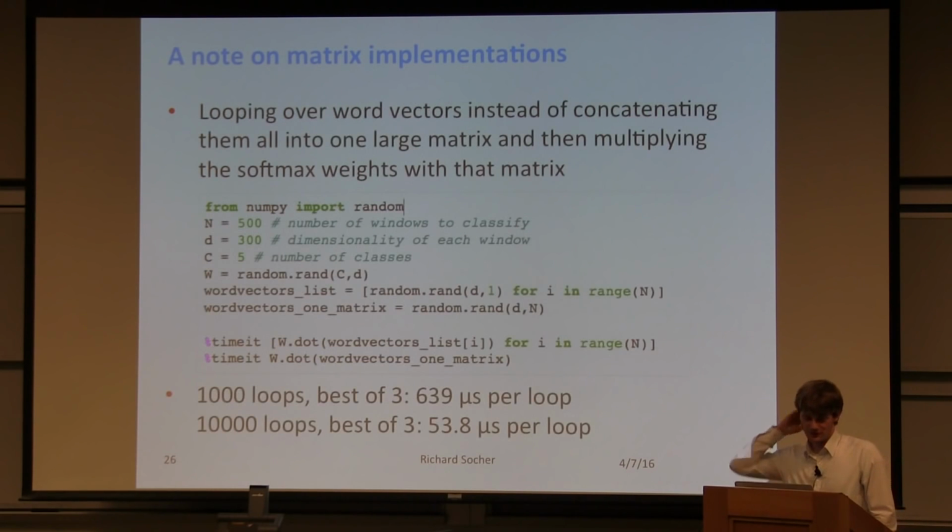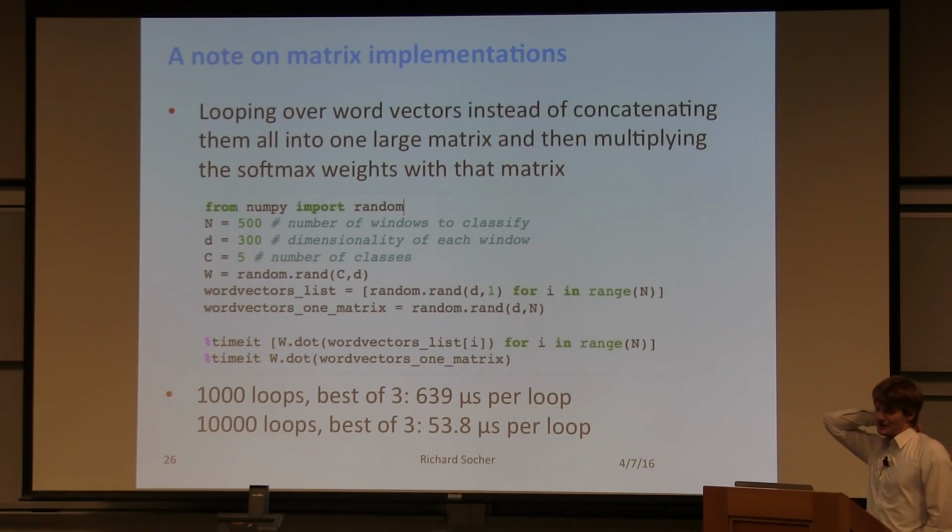So let me walk you through a very simple example, similar to the simple example that we just walked through. Let's say we have all our word vectors, and instead of concatenating them all into one large matrix and then multiplying them, we just did a for loop. So here are the two implementations. Let's say our W we just initialized randomly, and again we have C number of classes, and let's say D is 300 dimensional windows.